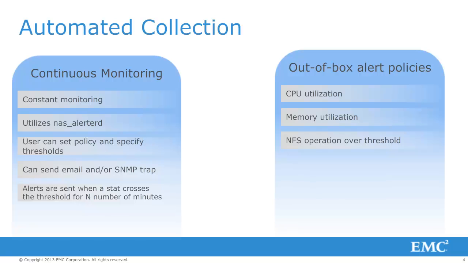The alerts, SNMP traps, or emails are sent when the threshold that you have set is crossed for a certain number of minutes. Now this is to help prevent spikes from just sending alerts. It does have to cross for that certain number of minutes that you set, and then you'll go ahead and get that alert or email or SNMP trap.